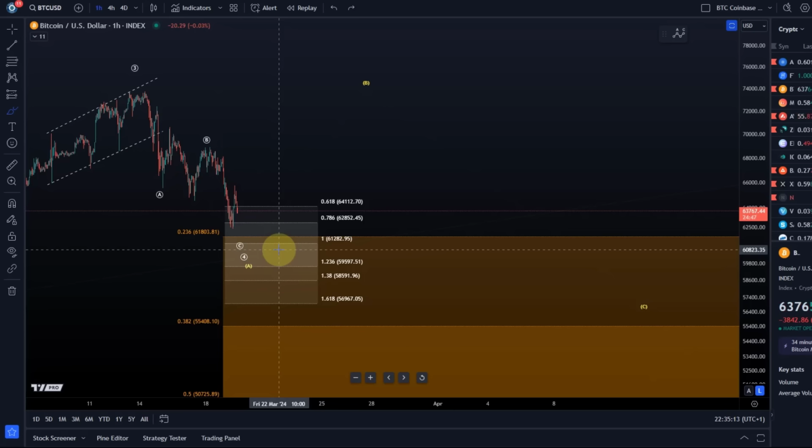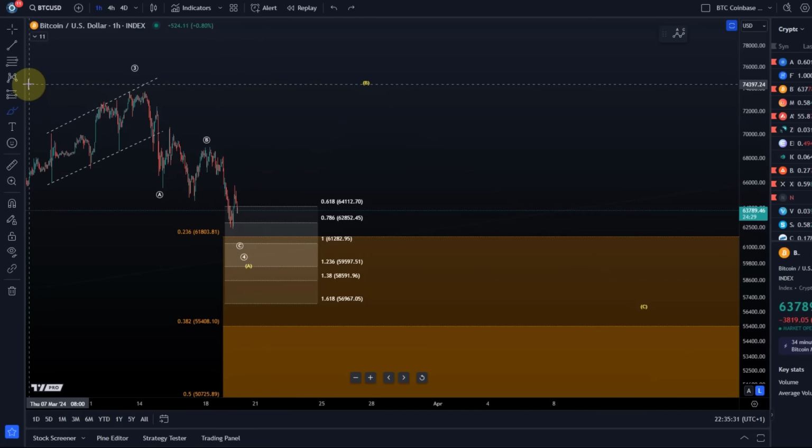Okay, we don't need to reach it, but it's an ideal level, so I would prefer the price to reach that level, roughly. So that is at least a level to watch. If the price breaks below it, then we're looking at 59,590 and 58,590 as next support levels.